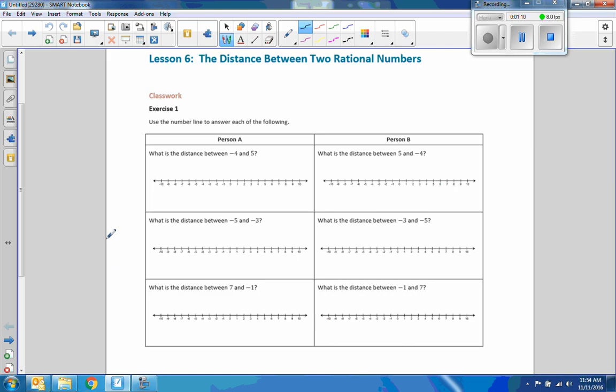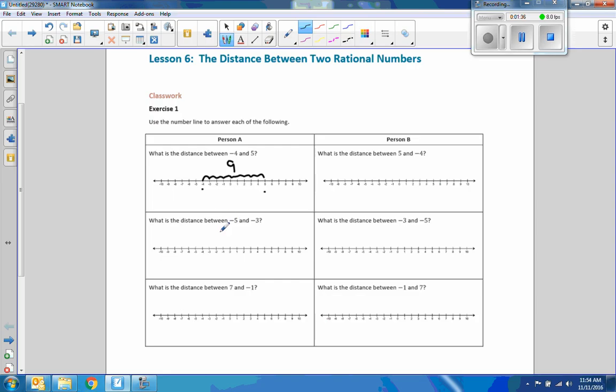Okay, so after pausing the video, let's take a look at this exercise. What is the distance between -4 and 5? Well, -4 is right here, and 5 is right here. So 1, 2, 3, 4 to 0, and then 1, 2, 3, 4, 5 to 5 is a total of 1, 2, 3, 4, 5, 6, 7, 8, 9.